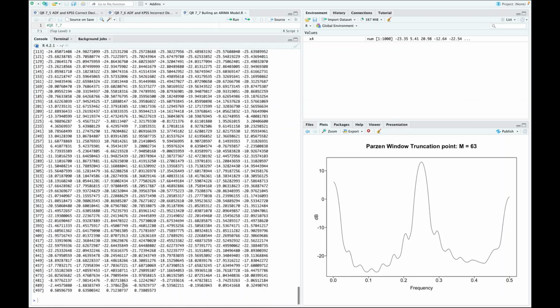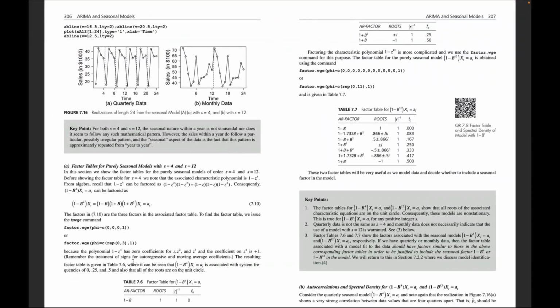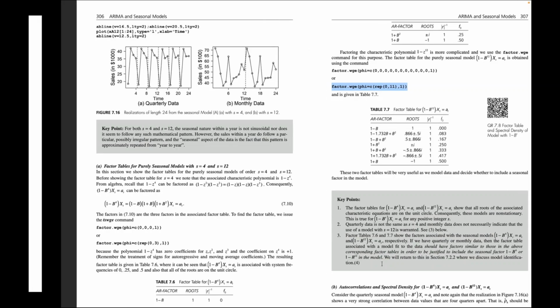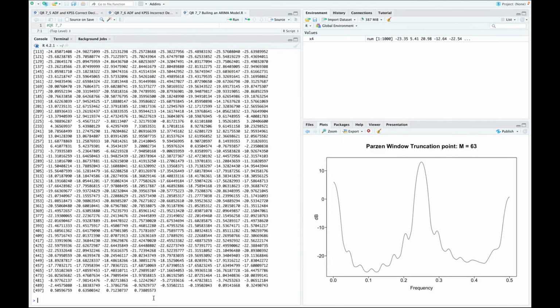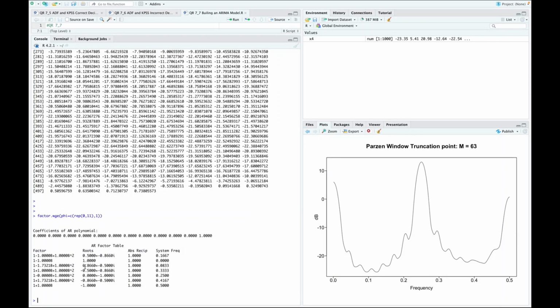Okay, we also mentioned we might look at a 1 minus b to the 12th. That's one that we're going to use a lot of times with monthly data. If you've got sales data or something, a lot of times that has a period of 12. It doesn't have to, but it could. So a lot of times s equals 12 comes up in practice, so we could do factor.wge with 11 zeros, or we can just say, hey, let's repeat 0 11 times and put a 1 in the 12th spot. So I'm going to grab that and come over here, and there is the factor table for a 1 minus b to the 12th.